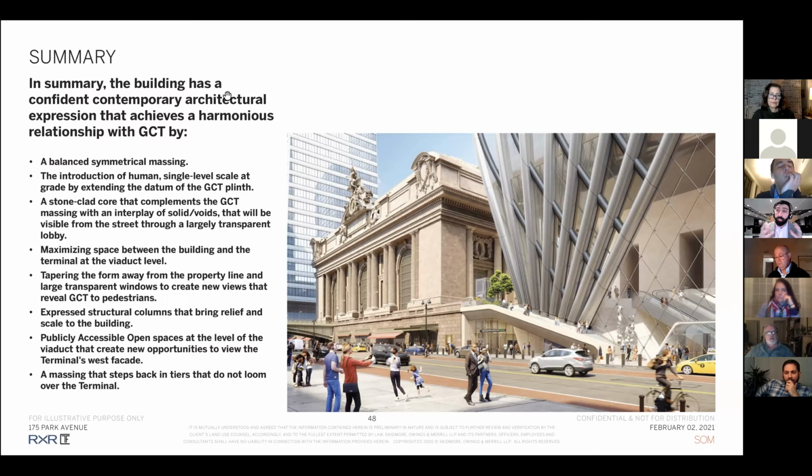As TJ said, it was very important to us that the massing of the building also steps back in successive tiers so that it doesn't loom over the terminal.